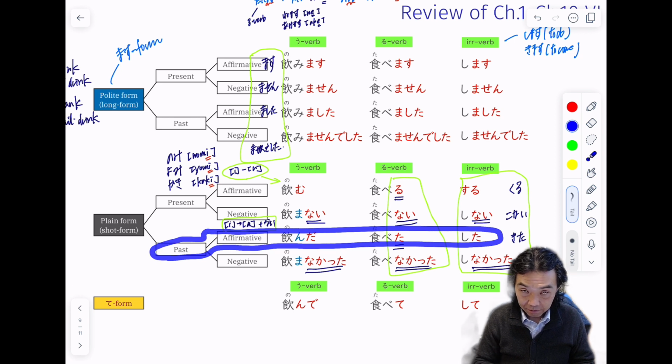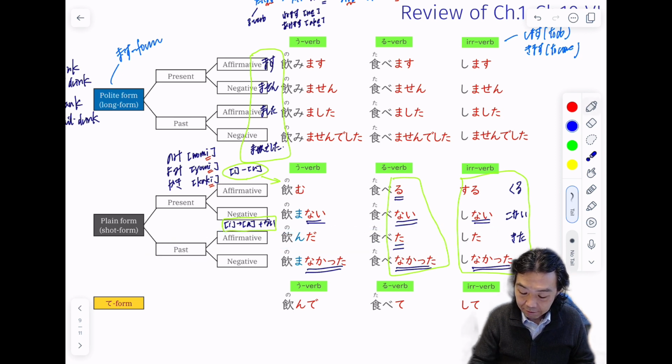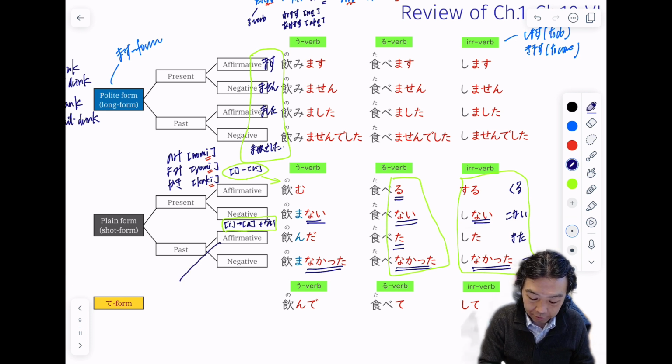Okay. So the last thing is past affirmative. This is a very special conjugation, and it's so special that it has its own unique name. It's called the ta form.